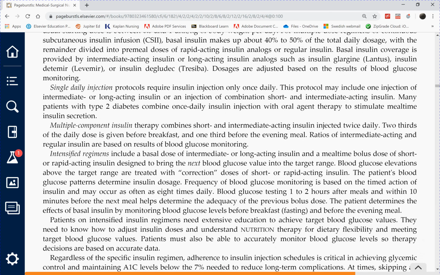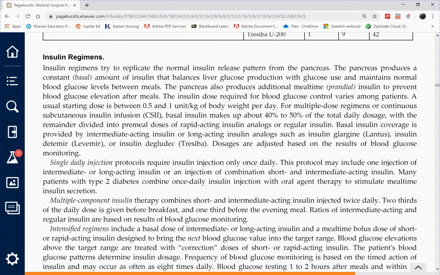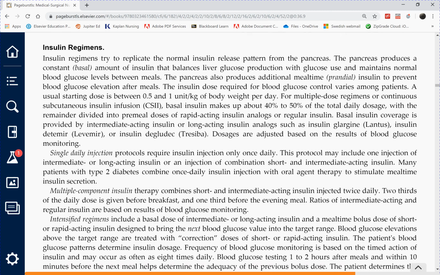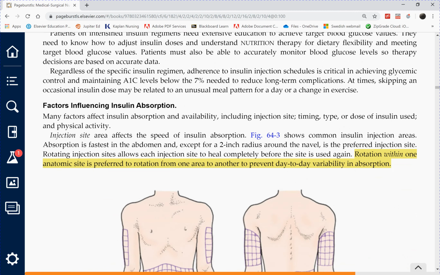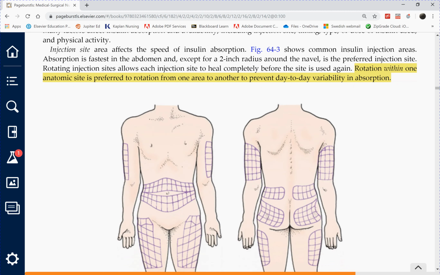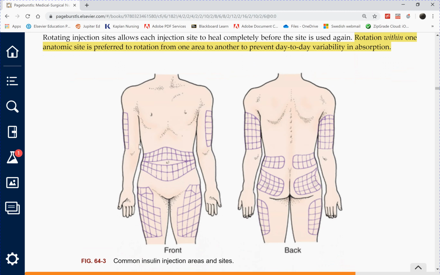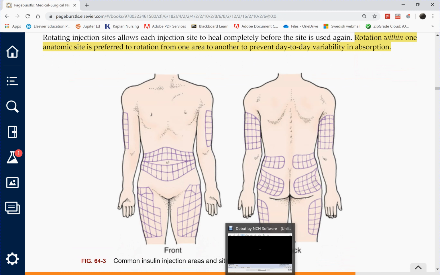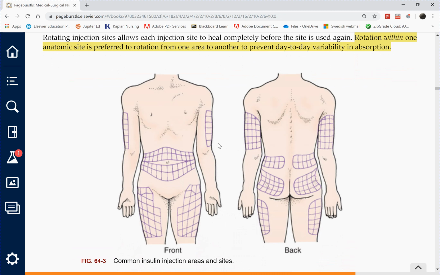I won't test you on the regimens because it takes experience with learning insulin regimens, and I don't think it's fair to test you on this without clinical experience. Okay, so we can skip the regimens. Let's discuss now where to give the insulins. You learned in fundamentals of nursing where the injection sites are.